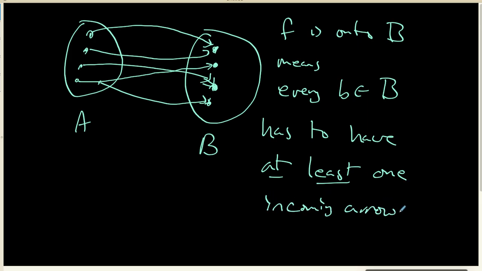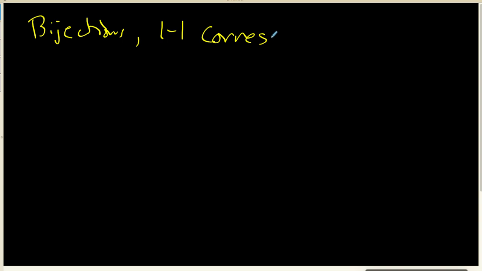The final kind of function that we're going to define is something that is both one-to-one and onto. So these guys are called bijections in some textbooks. They are also called one-to-one correspondences. I typically am lazy and just call them one-to-one and onto.